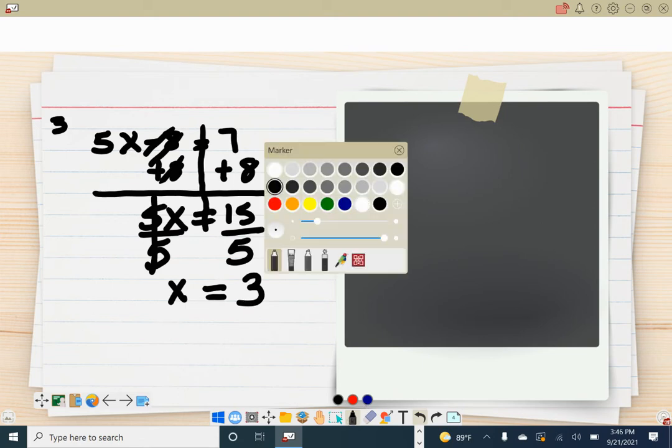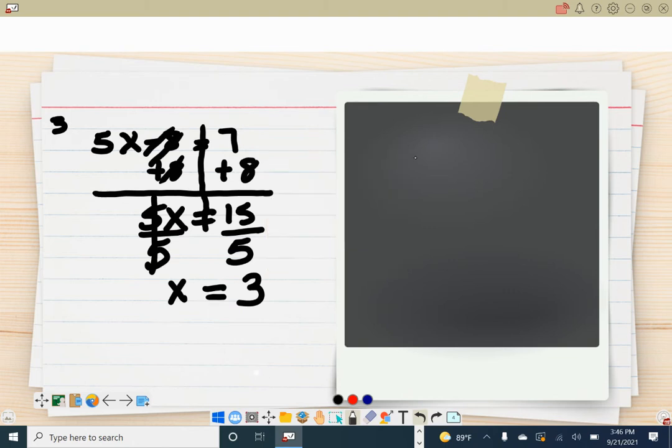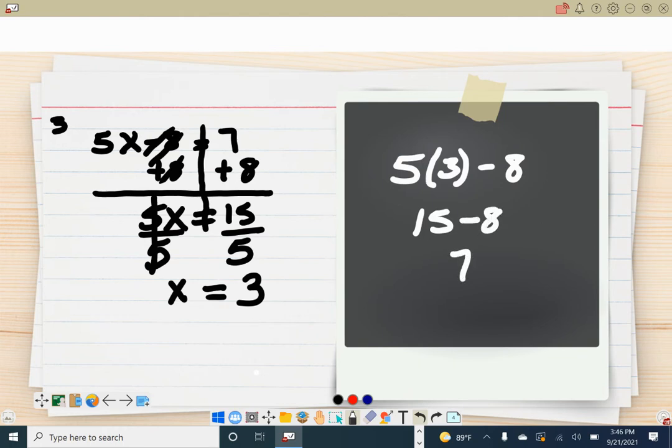All right, checking my work. Instead of 5 times x minus 8, I'm going to say 5 times 3 minus 8. 5 times 3 gives me 15 minus the 8. 15 minus 8 gives me 7, and that checks. That's the right answer that I need. Okay. All right, going to go on to problem 4.